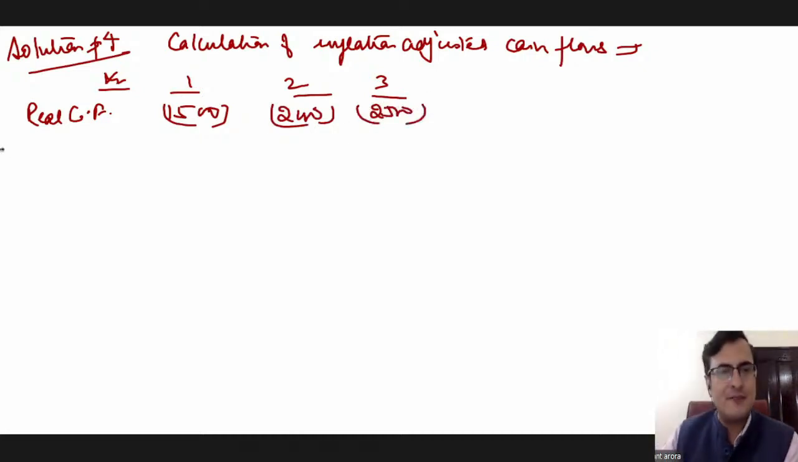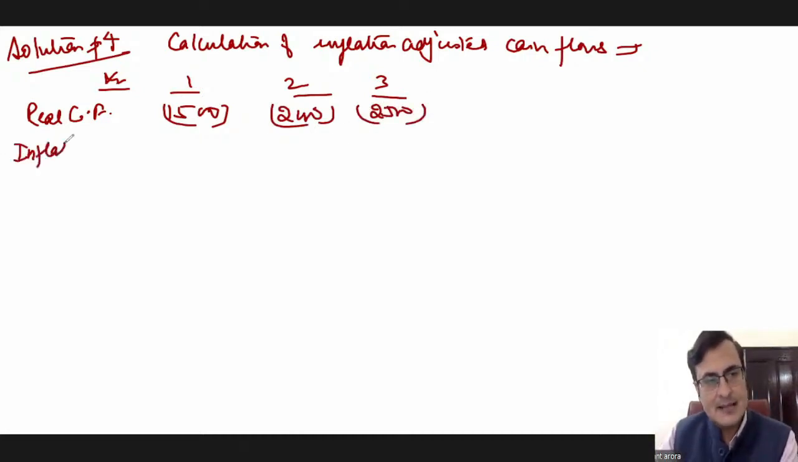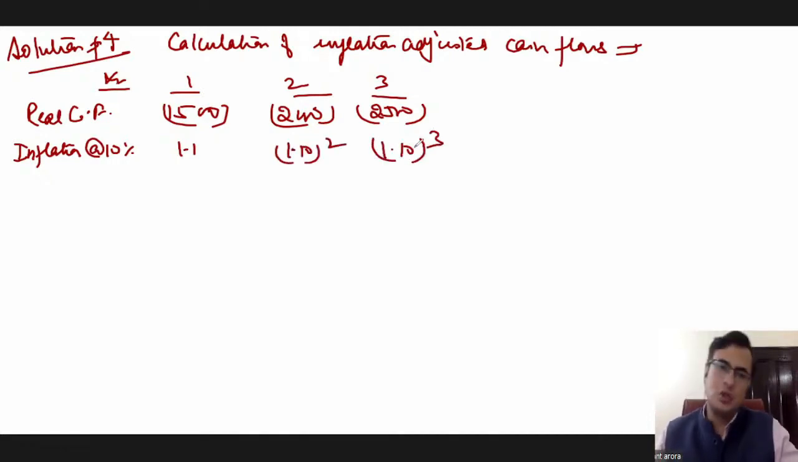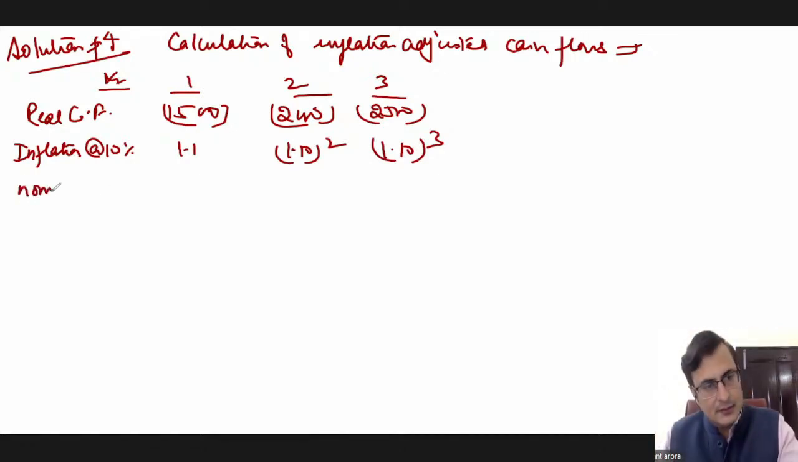How do we calculate the inflation factor? It is given 40% over there and 10% in India. So at the rate of 10% here, it will be 1.1 for the first year. Then 1.1 squared and 1.1 cubed. So you will get the impact over here. What will be the nominal cash flows? Will you be able to remember it?